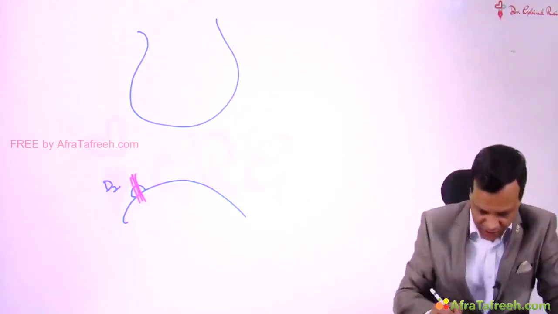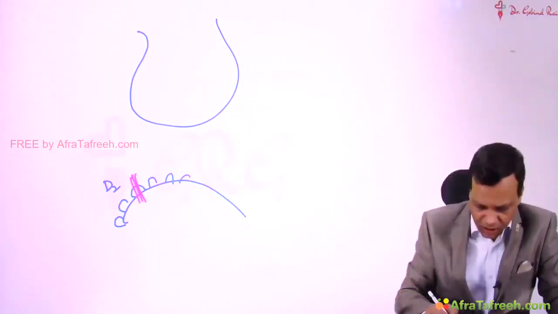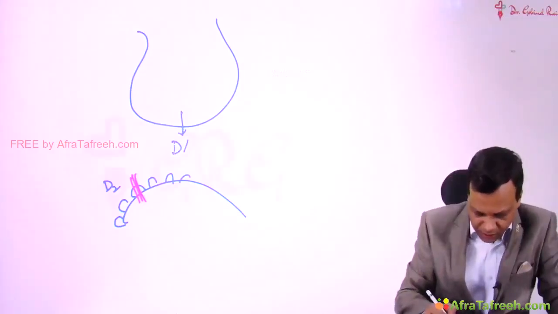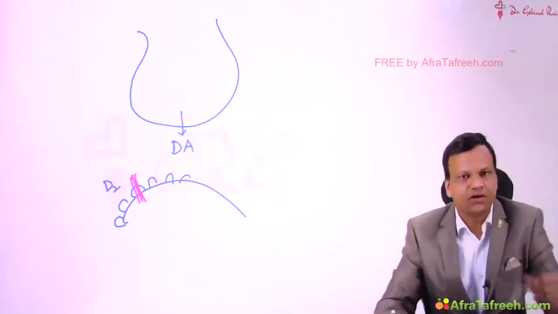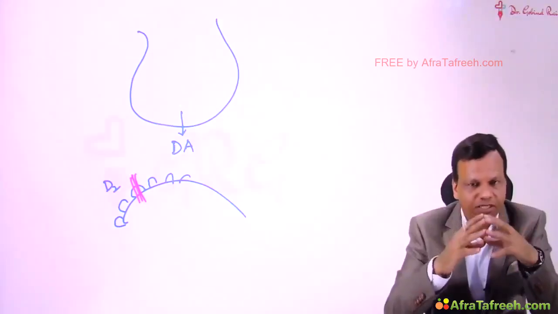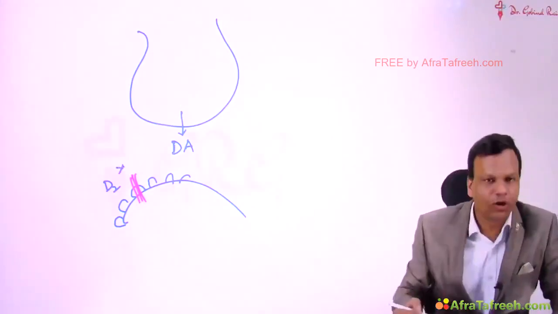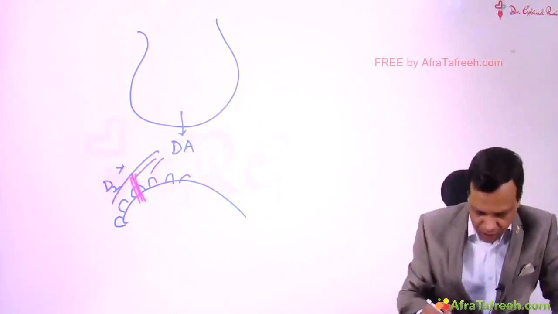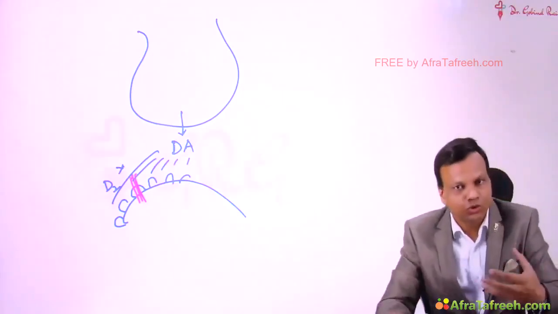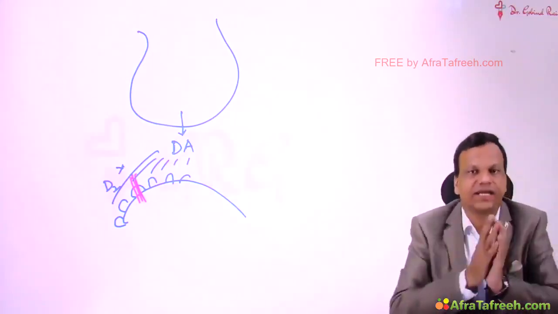That means the number of receptors increases. But because dopamine is not able to work, the receptors are already blocked, so the action does not come. But what happens when we stop giving the antipsychotic drug, when we stop this D2 blocker, now this dopamine can stimulate so many receptors. So due to supersensitivity, the symptoms which come are called tardive dyskinesia.